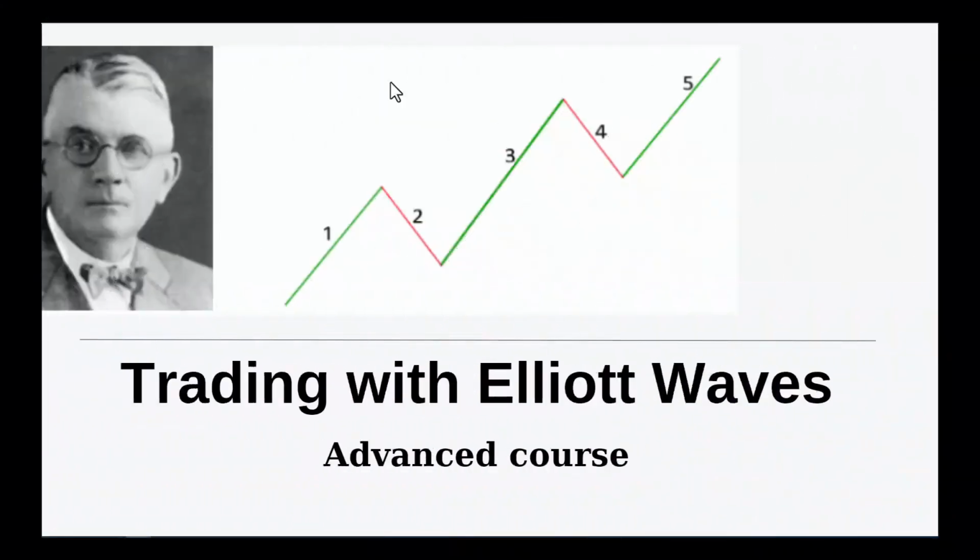Welcome to the advanced course on the Elliott wave principle. In our previous beginner's course, we covered the basics of Ralph Nelson Elliott's discovery and how he found that financial markets tend to follow predictable patterns made up of 5 waves in the direction of the larger trend and 3 waves in the opposite direction, corrections.